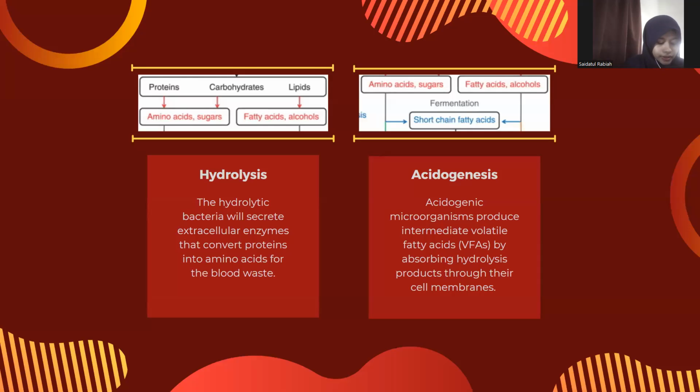Okay, so we go to the first stage of the anaerobic digestion, hydrolysis. We know that blood is made up of protein. So in hydrolysis, the hydrolytic bacteria will secrete extracellular enzymes that convert protein into amino acids. Okay, that's all in the hydrolysis stage. And then we move to the second stage, the acidogenesis process.